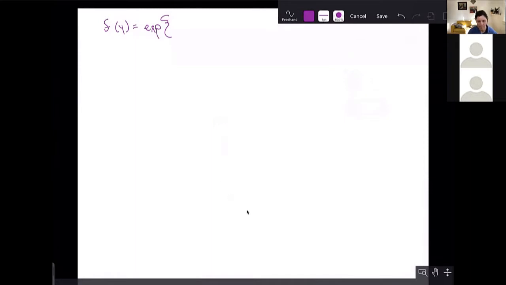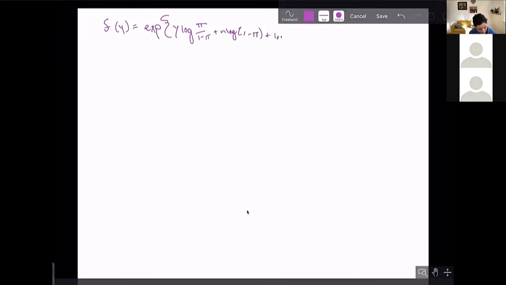That would be y log of pi divided by 1 minus pi, plus n log of 1 minus pi, plus the log of n choose y, I think is how you say that. Okay.